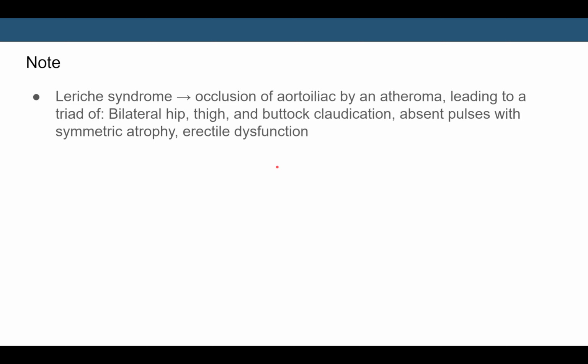So if I were to draw this, if this was a human, at around this level, the aorta is going to bifurcate, and if there is an occlusion here, then it's down below, actually, not at this level, but this is just for explanation. So if it was down below, let's say it's right here, because the aorta is going to bifurcate here into the iliacs, and if it was here, then that would be causing bilateral hip pain, claudication, thigh claudication, buttock claudication. You're going to see absent pulses, and also, since that's going to go to the genitals, you're going to see erectile dysfunction.